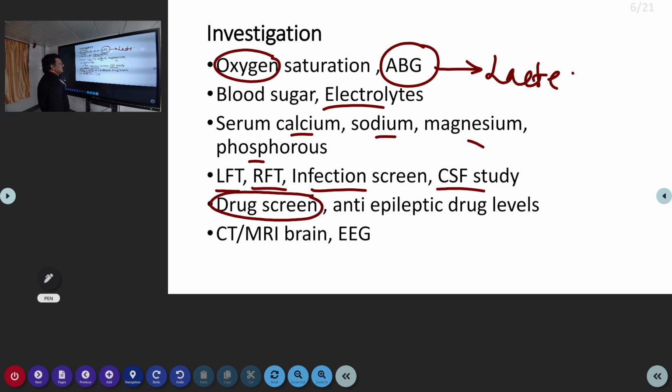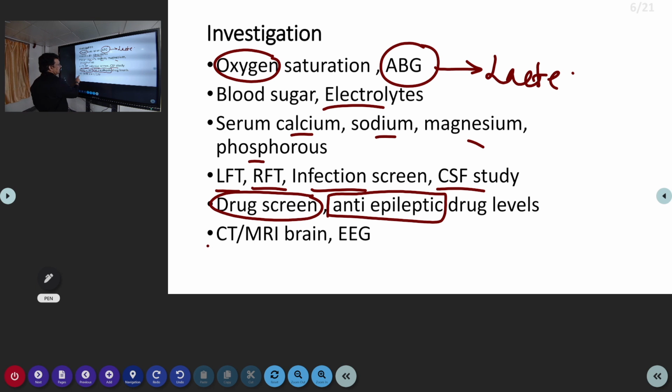And one more thing, whenever the patient is on an anti-epileptic drug, if the patient is already on phenytoin or some other drugs, we have to see the drug level. That is very important, because sometimes a suboptimal dose can produce seizures. So, if the patient is already on an anti-epileptic, always check whether the patient is having a suboptimal dose or optimal dose. So, drug levels are very important.